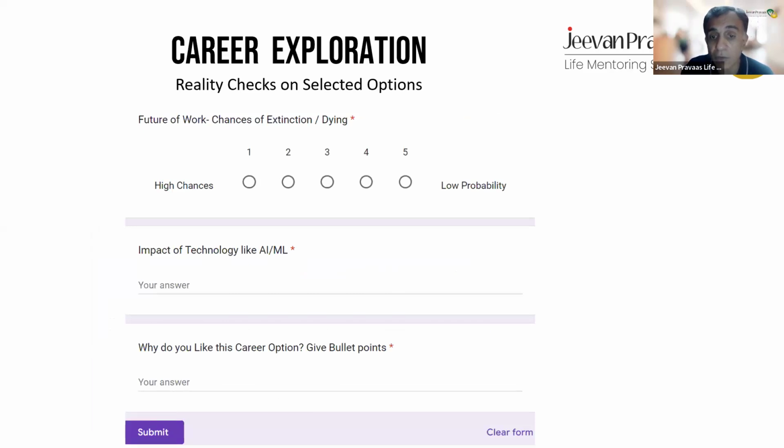Okay. What is the impact of technology like AI or ML on this? And last, give bullet points of why you like this career option. Do it for all the 4 options and do a comparative analysis. And you will be very clear in your mind now about why you are selecting one amongst those 4 and how you are selecting that one amongst the 4.